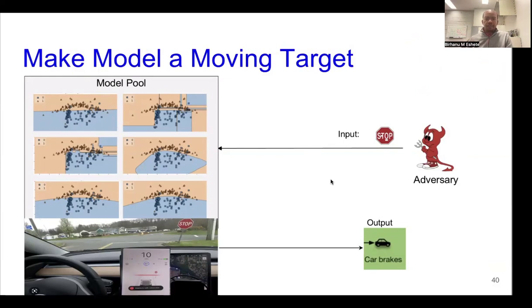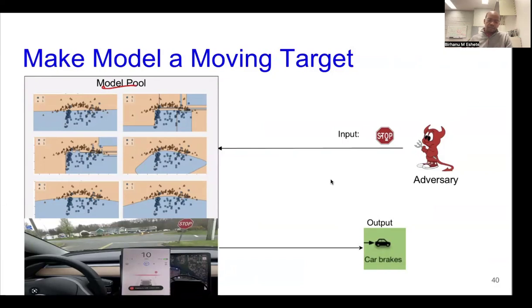Another class of defense that is promising is this notion of moving target. So making the model a moving target in the eyes of the adversary. The way this is going to happen is you're going to create a model pool where each model is more or less the same, except that there is slight variation in the decision boundary of the model. So the idea is you want to basically reverse fool the adversary so that the adversary will perceive this as one model, but internally the model is just changing.